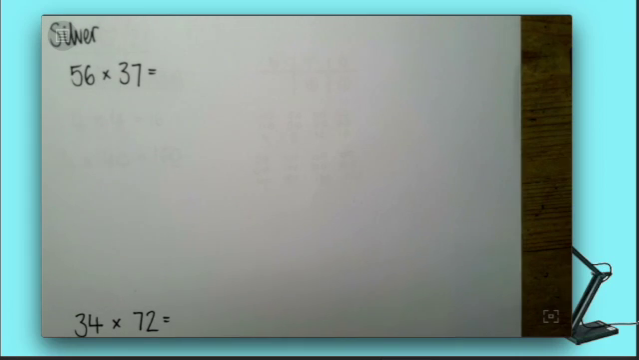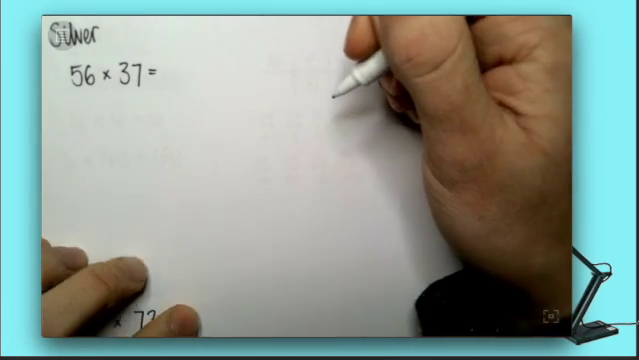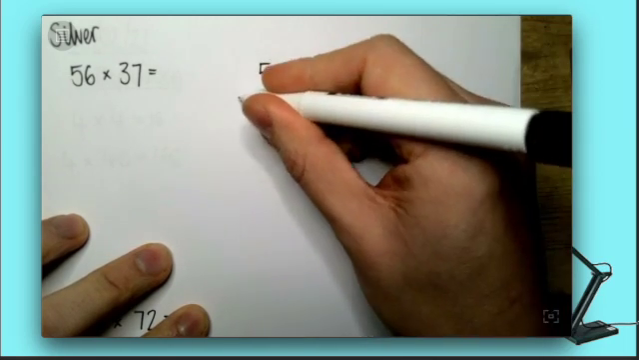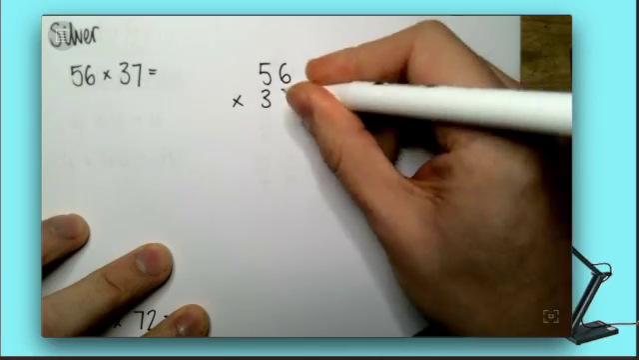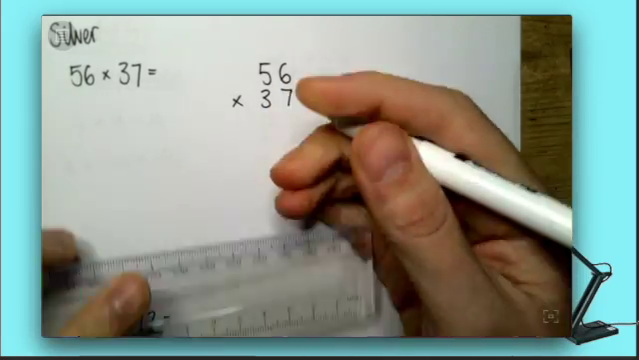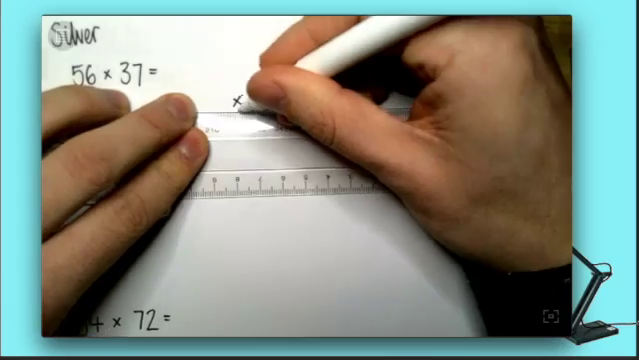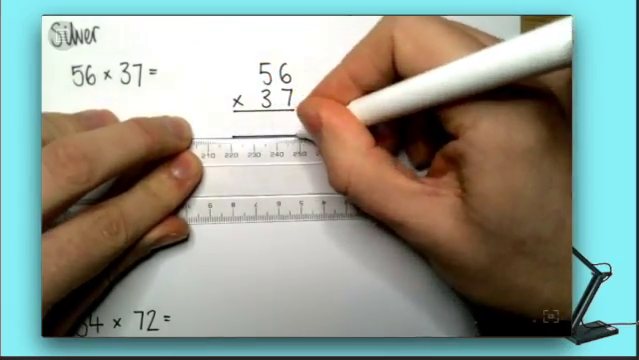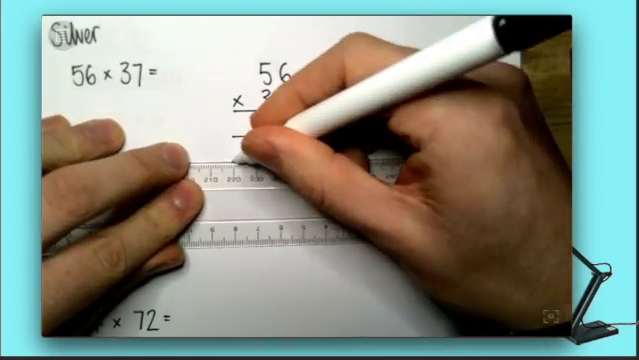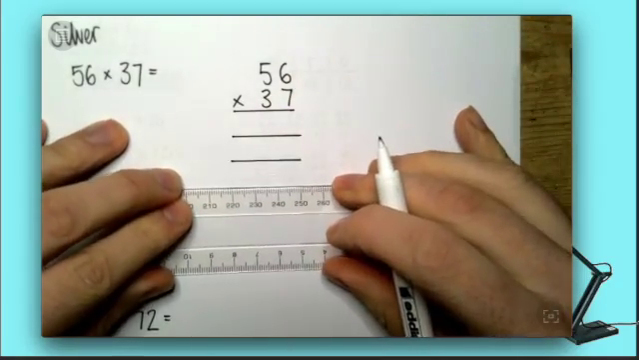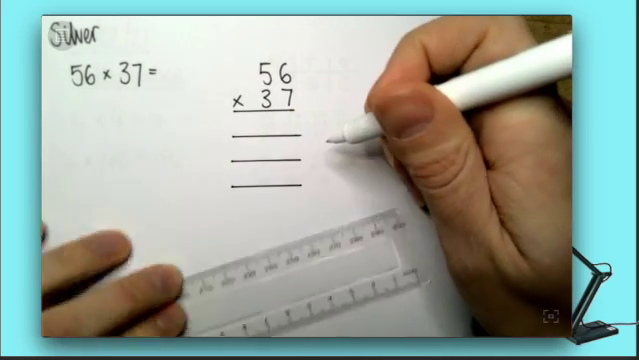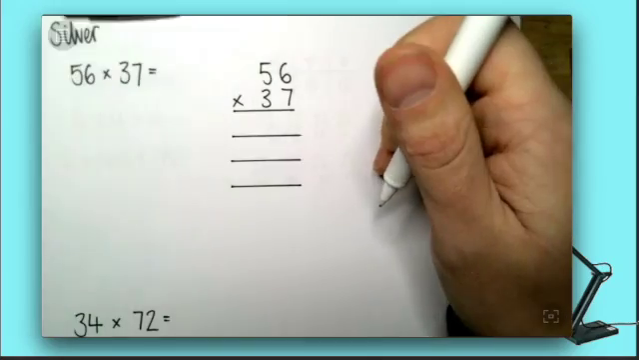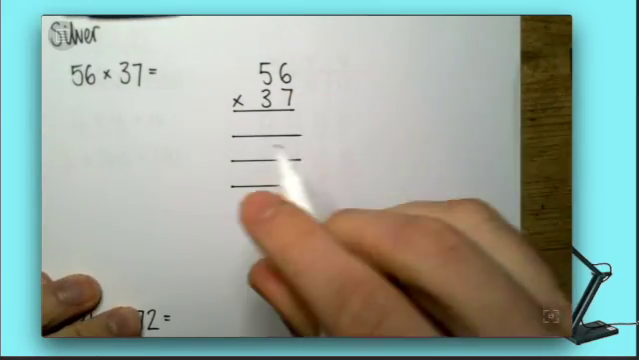Again, I've got them written out, but I want to convert them into a column multiplication. So I put my 56 here times 37 at the top. Now instead of just 2 lines, I need to draw 4. 1, 2, 3, 4. Now all will become clear as I work through it. I'm also going to use my colours in my example.